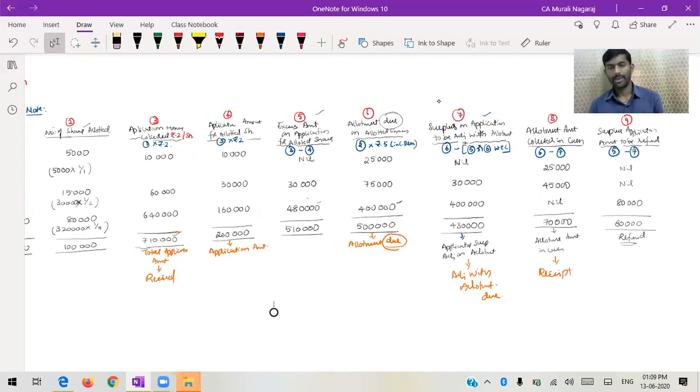So for this 9-column table, my dear friends, these are the 4 entries. Have you understood?